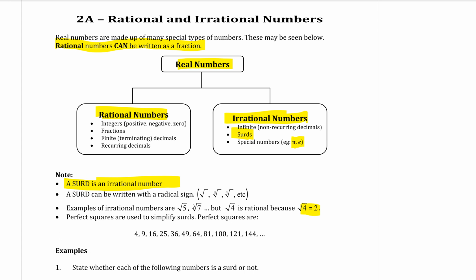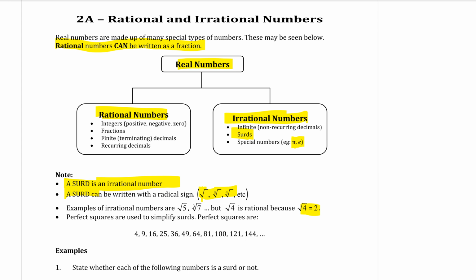A surd can be written as a normal square root sign. They're the ones we're mostly going to be dealing with, normal square root signs. But it does also mean cubed roots, fourth roots, any other root, square root that we would want. To simplify surds, that's where the fun begins.